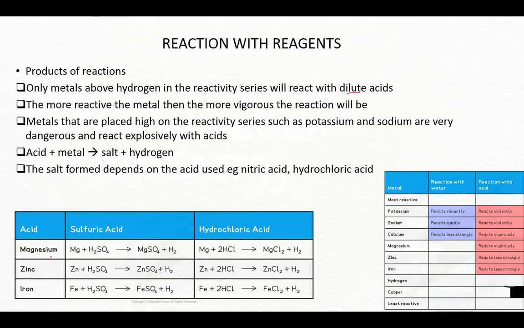So for example, if we're using magnesium with sulfuric acid, or let's say magnesium with hydrochloric acid, this is what you will get. So the magnesium chloride will be your salt, and you'll get that hydrogen gas being given off. And remember, magnesium, zinc, and iron, they are all above hydrogen in this reactivity series.